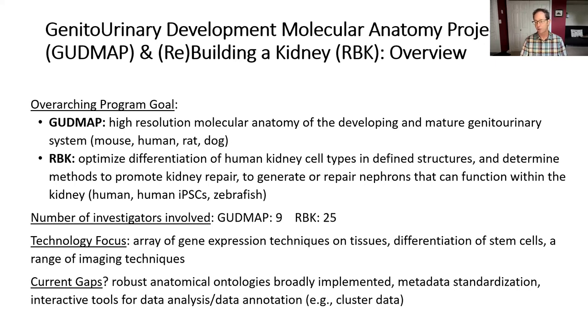And there's a lot of new imaging technology. And I want to point out that several species are involved here: mouse, human, rat, and dog in GoodMap, and then human iPSCs, because we have human organoid systems in RBK, and also zebrafish. So we think a lot about how to navigate not only between adult human, but also mouse and developmental stages of these other species. Next slide, please.